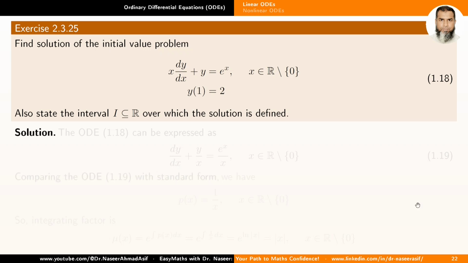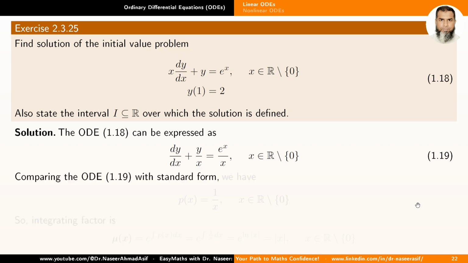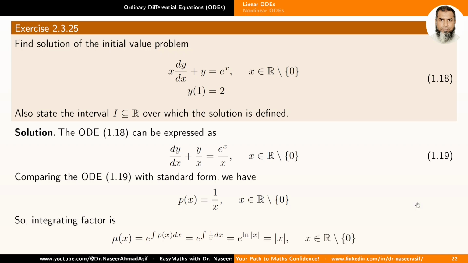We will see the solution. The ODE 1.18 can be expressed as dy/dx plus y over x equals exponential x over x, where x belongs to R other than 0. Comparing the ODE 1.19 with the standard form, we have p of x equals 1 over x, where x belongs to R other than 0. So the integrating factor is mu of x equals exponential of the integral of p of x dx, which equals exponential of the integral of 1 over x dx, which equals exponential log of absolute x. So mu of x equals absolute x, where x belongs to R other than 0.